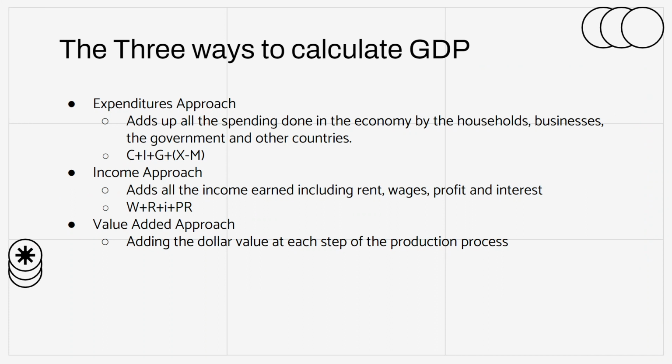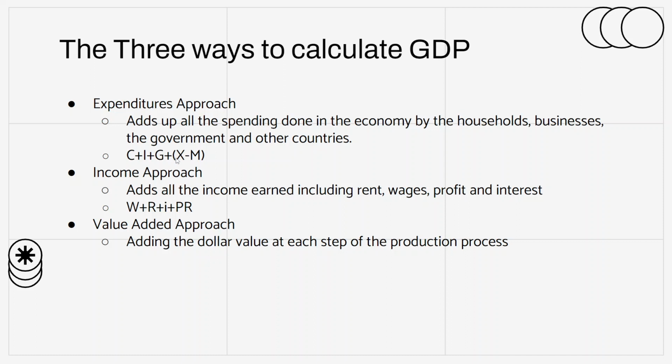So there are three ways to calculate GDP, and let's go through all of them. The first one is the expenditures approach. It adds up all the spending done in the economy by households, businesses, the government, and other countries too. So how does it do that? As we can see over here, the formula is C plus I plus G plus X minus M. Those letters probably don't make sense, but C is consumer spending, so what households spend. I is investment spending, which is basically businesses. Then G is government spending.